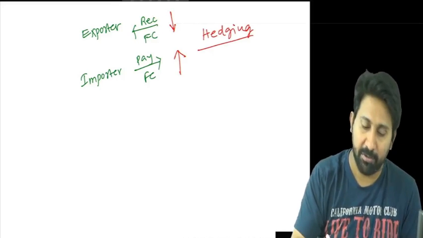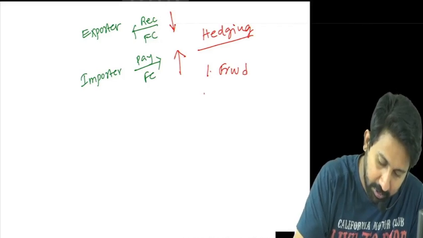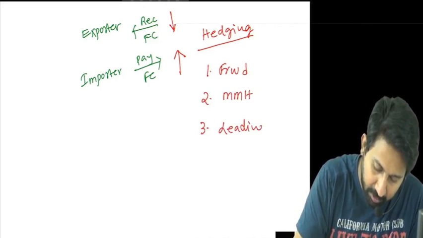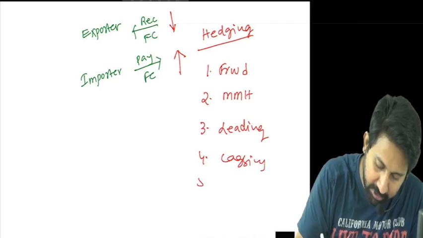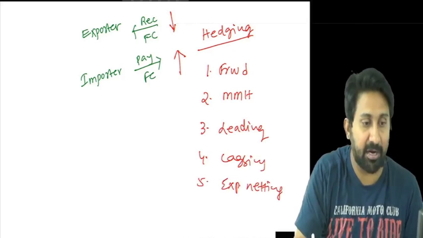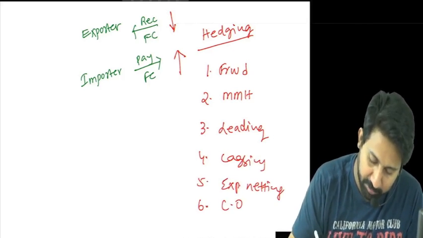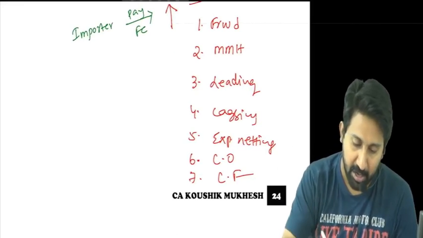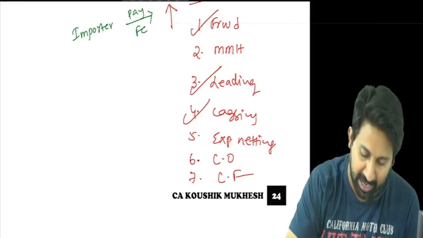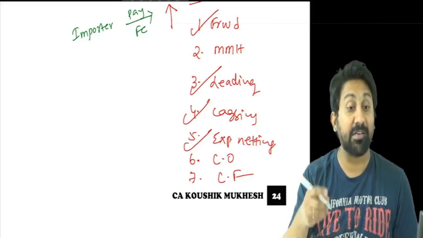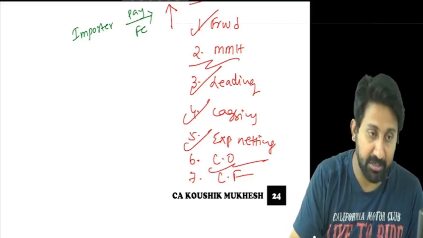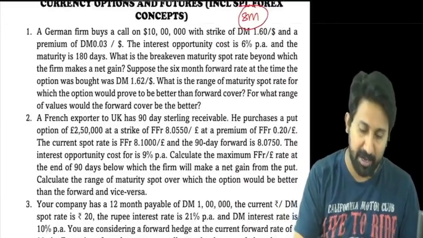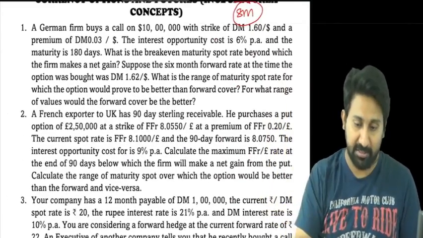How to hedge a transaction? You can hedge using forwards, money market hedging, leading, lagging, exposure netting, meaning debt or credit or balances netting, and you can use currency options and currency futures. How many hedging strategies are there? 7 hedging strategies. Forward we completed, leading we completed, lagging we completed, exposure netting we completed. What is not completed? Money market hedging, currency options, currency futures. If we complete this, entire forex also will be completed. This is a derivative mixed with forex, a dangerous area.